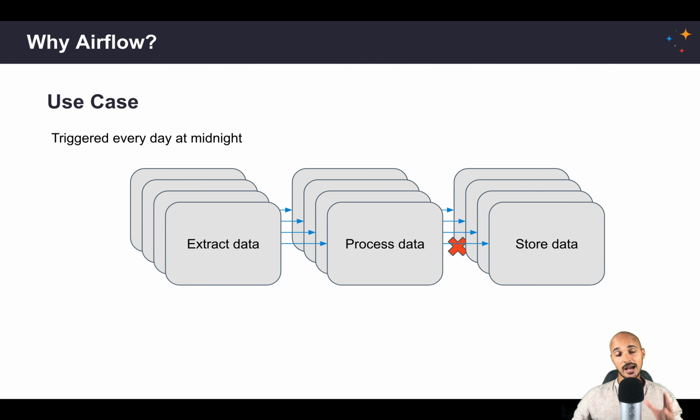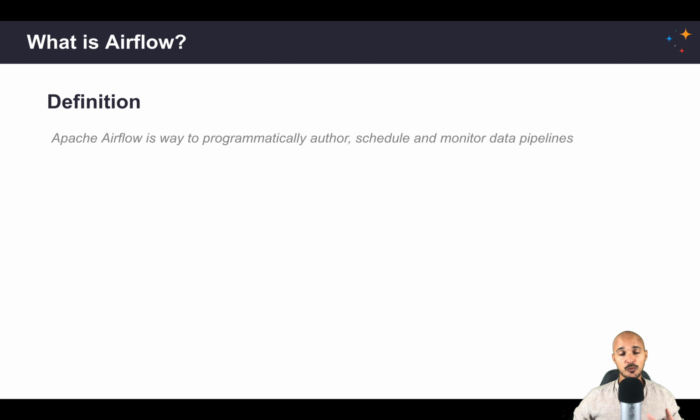So that's why you absolutely need a tool in order to monitor and orchestrate your data pipelines so that you are sure that if anything goes wrong, you will be able to retry automatically your tasks. Well, that's exactly the purpose of Airflow. Airflow allows you to programmatically author, schedule, and monitor your data pipelines. That means your data pipelines will be executed at the right time, in the right order, in the right way.